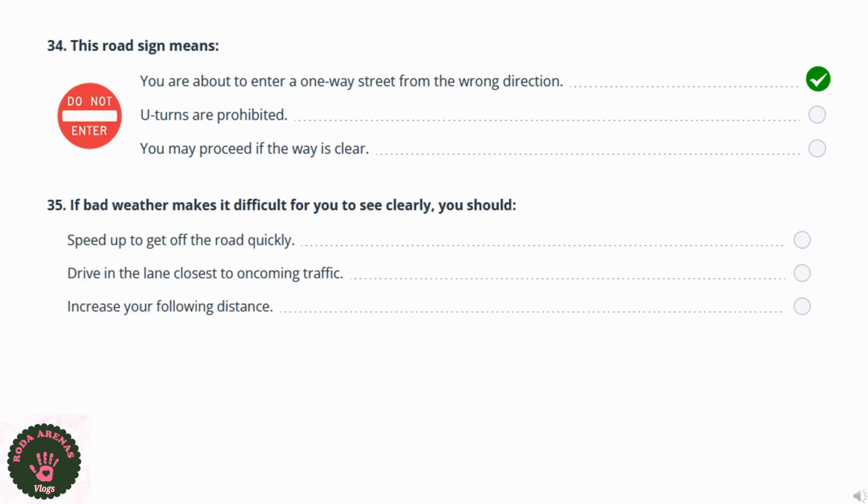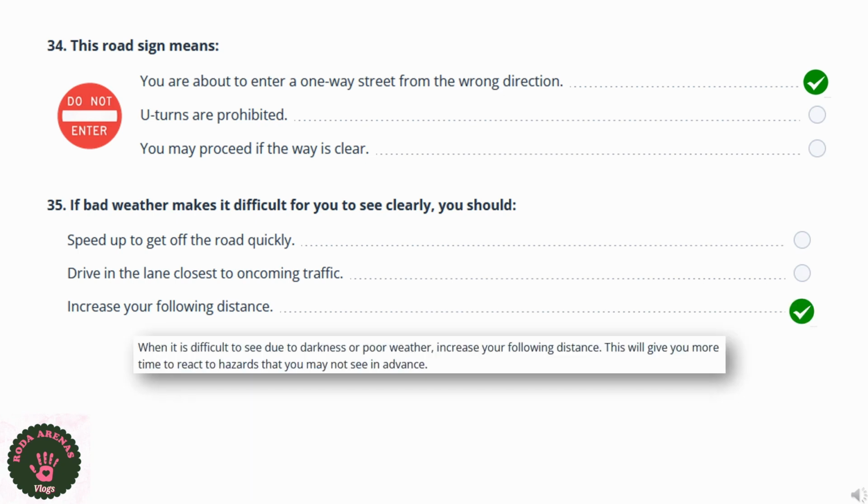If bad weather makes it difficult for you to see clearly, you should speed up to get off the road quickly, drive in the lane closest to oncoming traffic, or increase your following distance. The correct answer is increase your following distance. Note, when it is difficult to see due to darkness or poor weather, increase your following distance. This will give you more time to react to hazards that you may not see in advance.